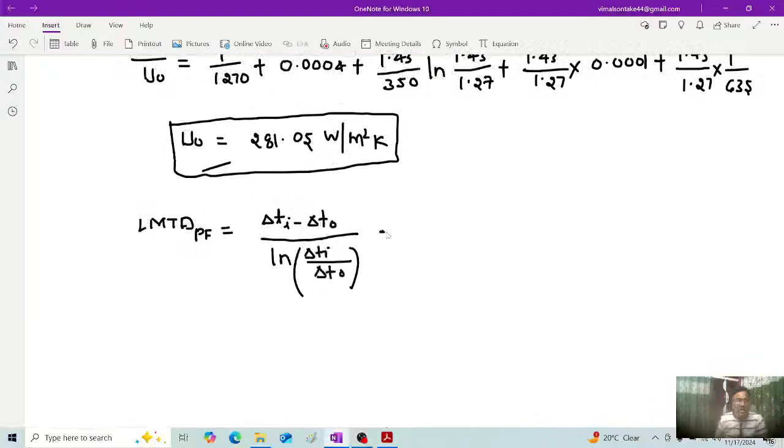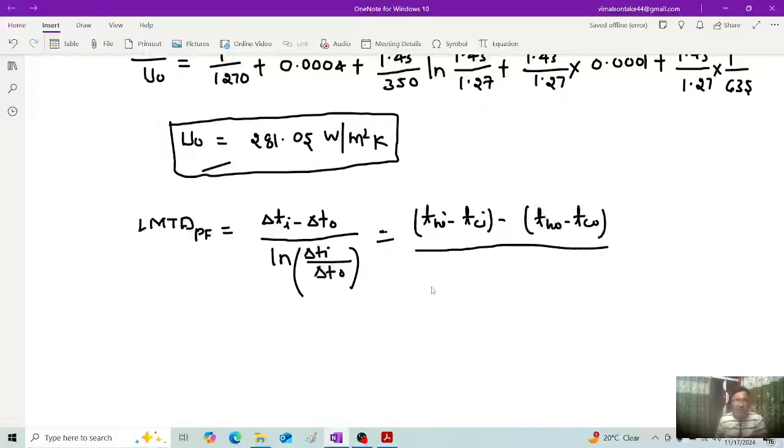So delta Ti is temperature difference between hot and cold fluid at the inlet. Thi minus Tci minus Tho minus Tco divided by log of Thi minus Tci divided by Tho minus Tco.